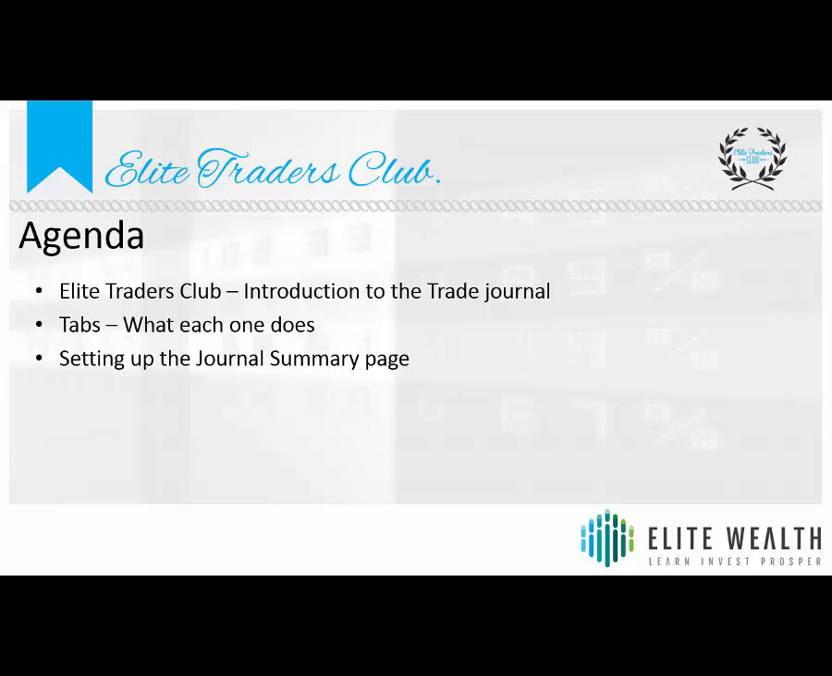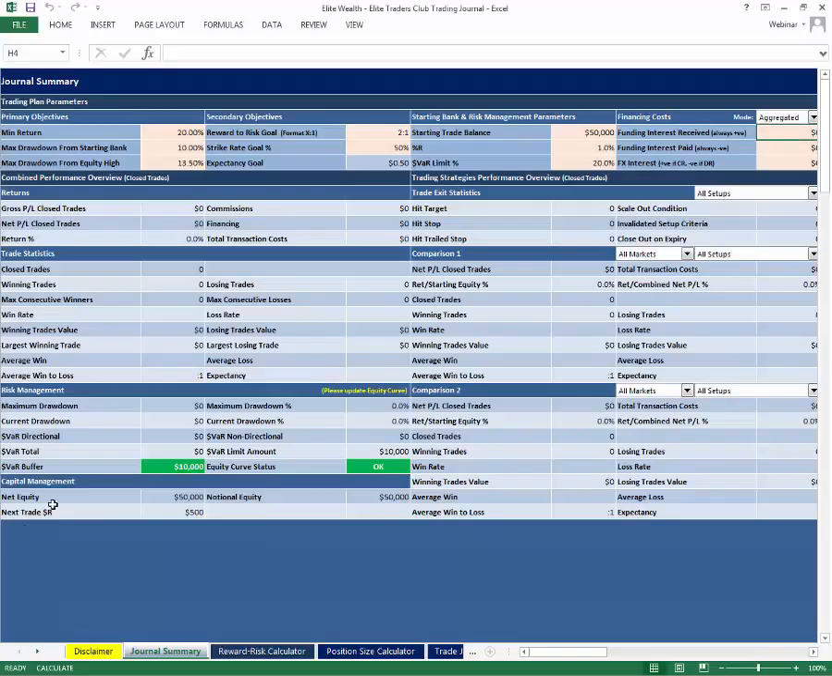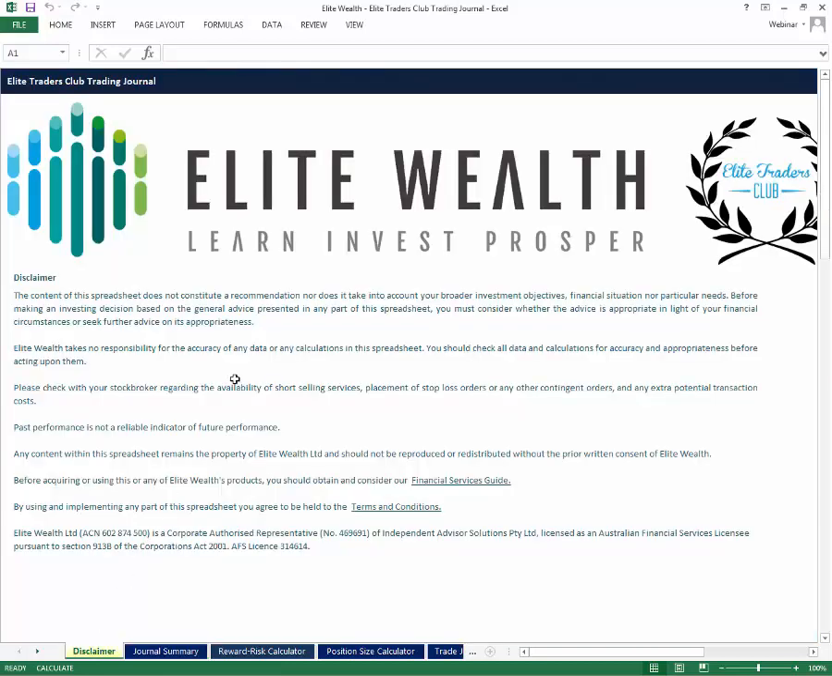Today's agenda: introduction to the journal, going through each of the tabs and setting up the journal summary there for you. So let's have a look at the Trade Journal. When you open up the Trade Journal, you might have a little button at the top that asks you to enable the macros or enable content. Once you've clicked on those, it will probably open up on the disclaimer page. We'll just go through the pages on here quickly for you.